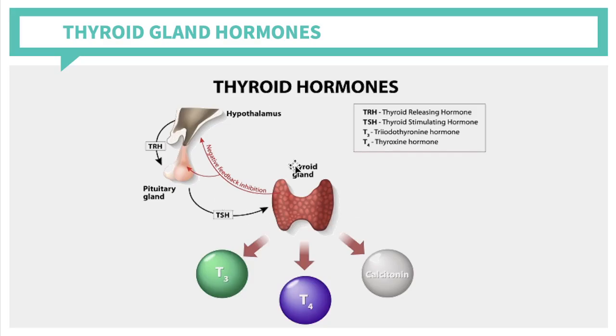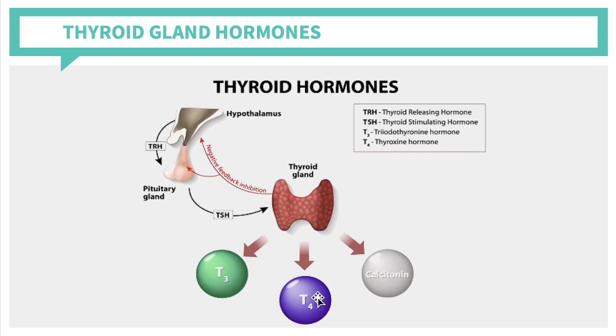TSH will stimulate your thyroid to produce the different thyroid hormones. What are those different hormones? You have your T3, you have your T4, and you also have your calcitonin. T3 or triiodothyronine, T4 or thyroxine hormone.